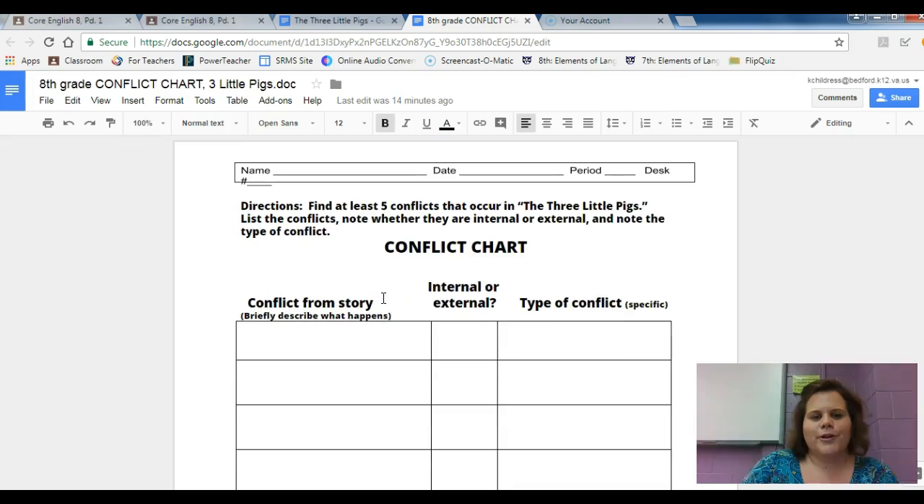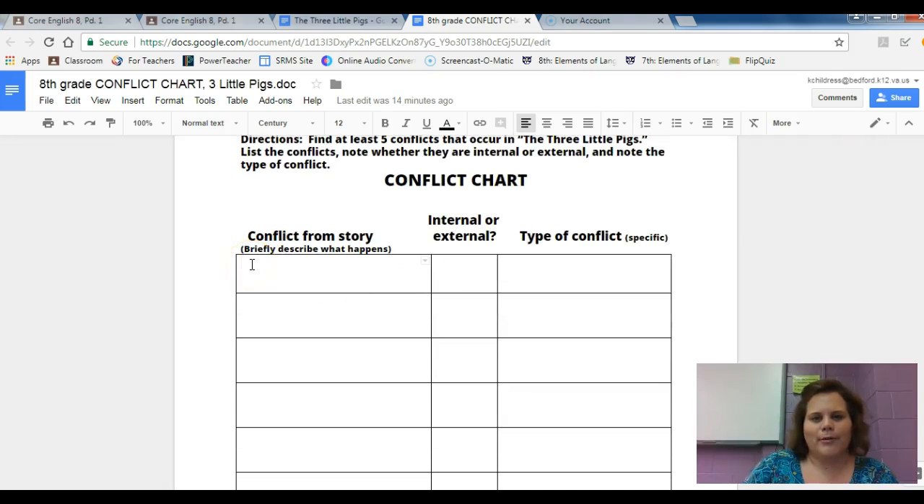So anyway, for your conflict chart, you're going to briefly describe what happens, and it needs to be a conflict. So if you wrote like, the pigs are happy with each other, this is not a conflict. So you have to look for actual problems. Conflict just means problem. And once you figure out the problem, you want to think, does it happen in their minds? Is it something they don't say out loud but you as the reader know? In that case, it would be internal. If it's something that happens outside of their mind, then it's external. And then break it down to the more specific types.